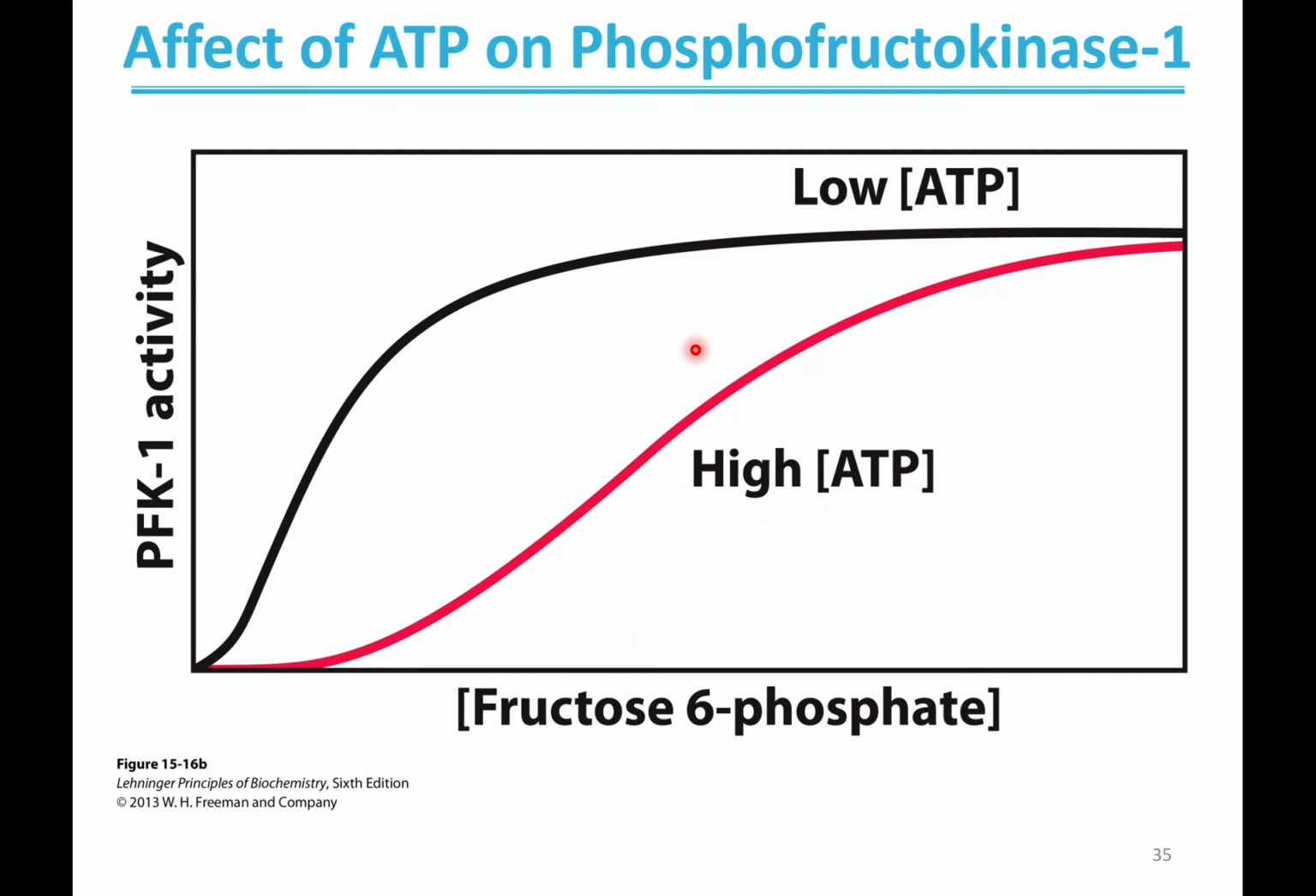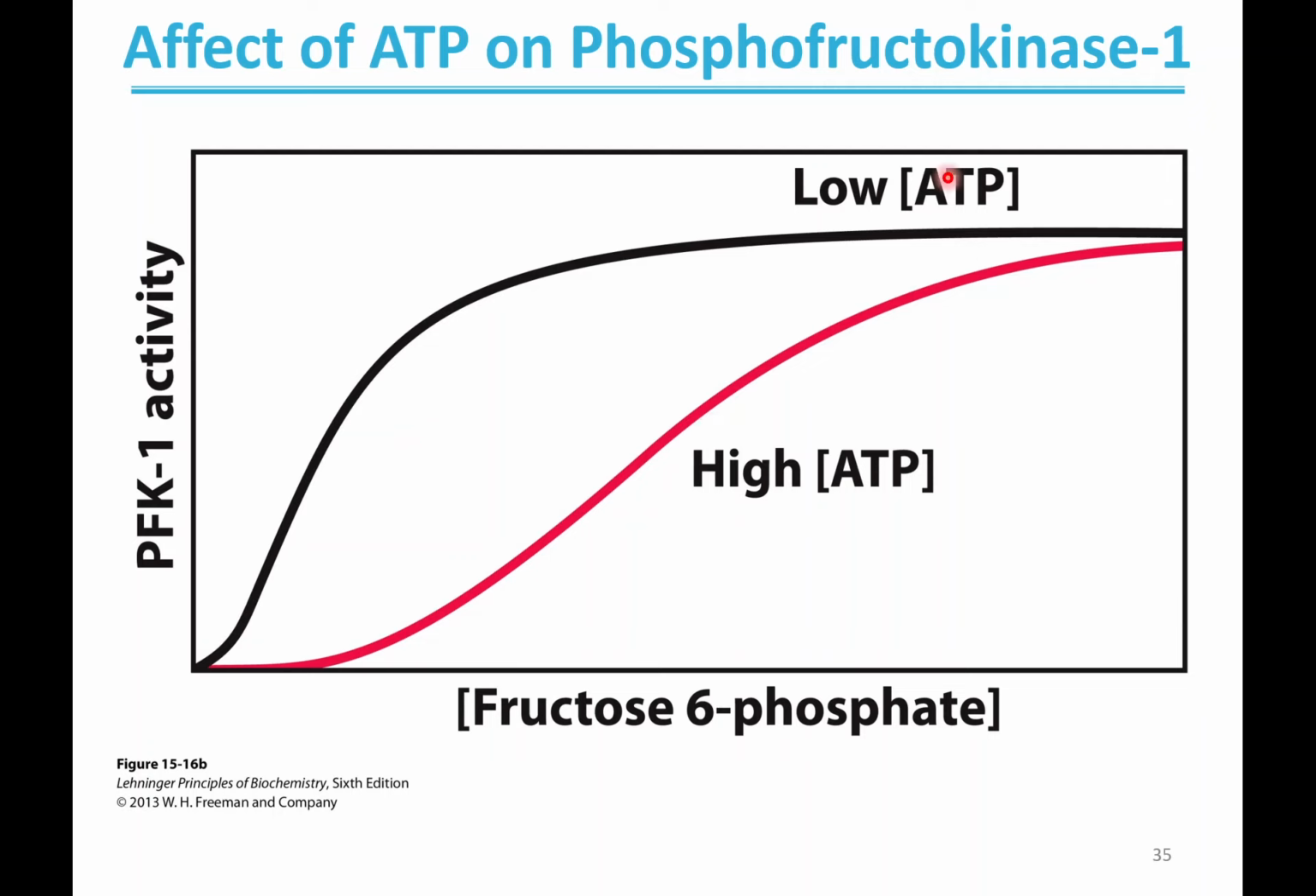And that's sort of shown in this figure, right? You have the activity of PFK1 at high ATP in red and low ATP in black, right? And this is the substrate concentration. So at high ATP concentrations, adding more of your substrate makes the rate go up slower and slower. Or the rate doesn't go up as fast as when you have low ATP, right?